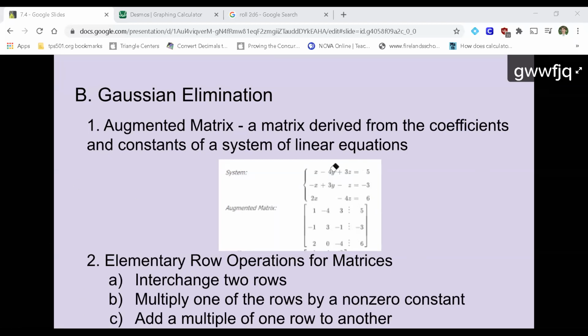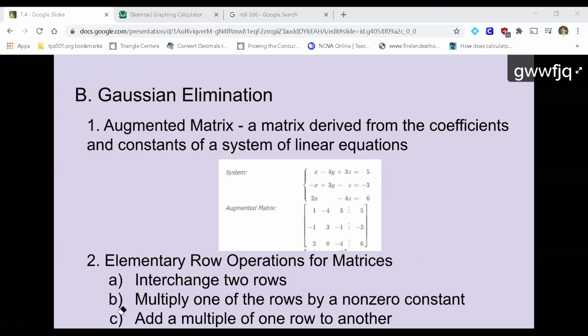All right, once you have your system converted into a matrix, you then can perform the following operations on it to try to solve it. There are 3 operations that are valid. The first is that you can interchange 2 rows. The second is you can take one row, multiply it by a number, and then add it to another row.